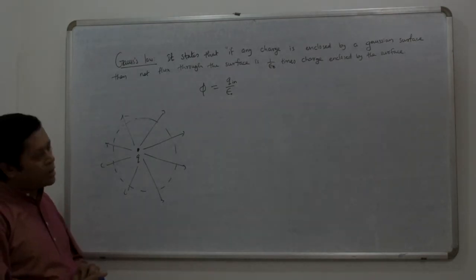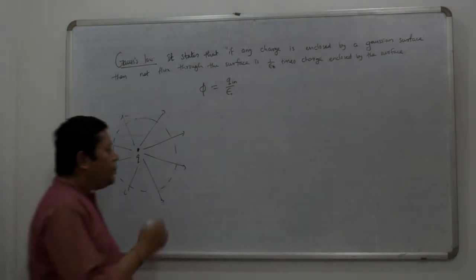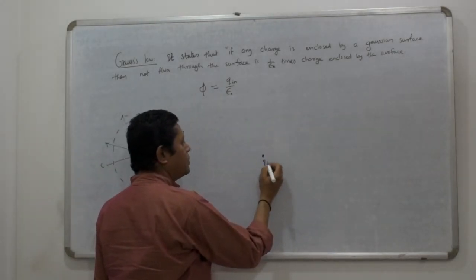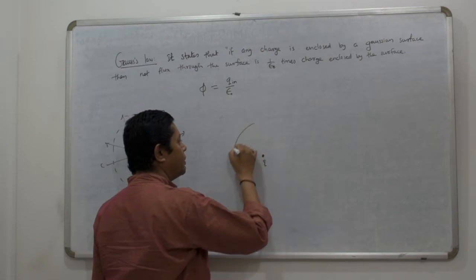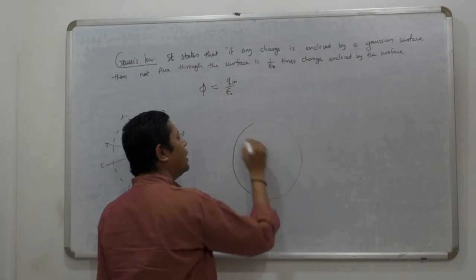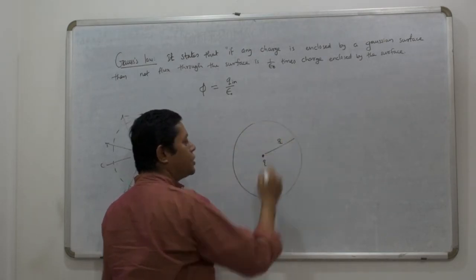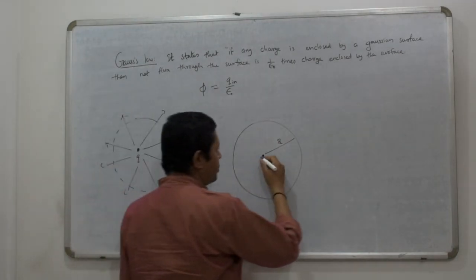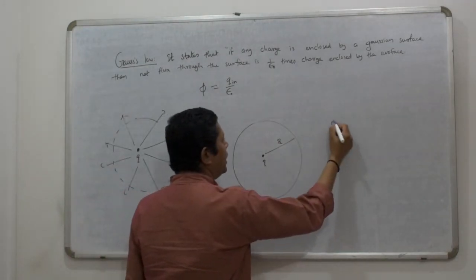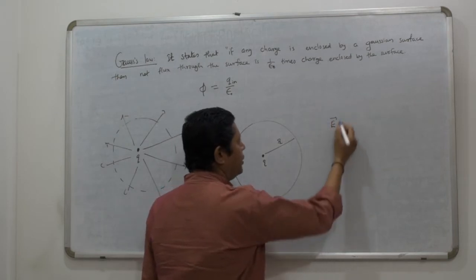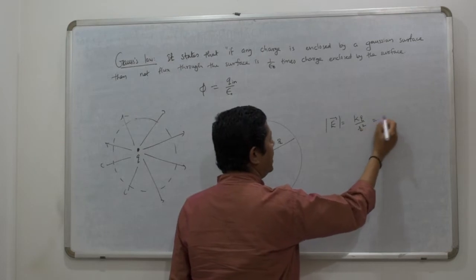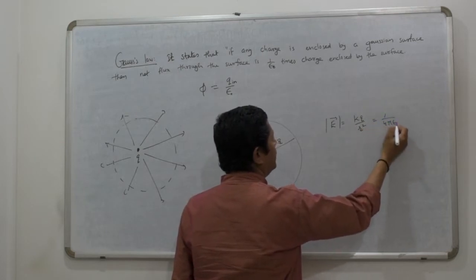Now, how does this statement come about? Let us see. Suppose we consider a charge Q and a Gaussian surface of regular shape with radius r. Then due to this charge Q, at a distance r, the electric field value will be kq by r square, where k is 1 upon 4 pi epsilon naught, so E is q by 4 pi epsilon naught r square.